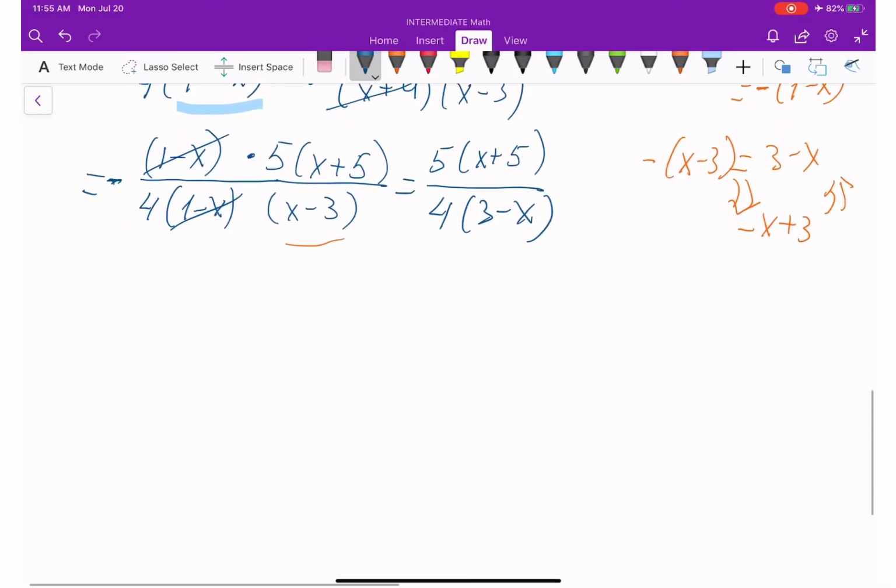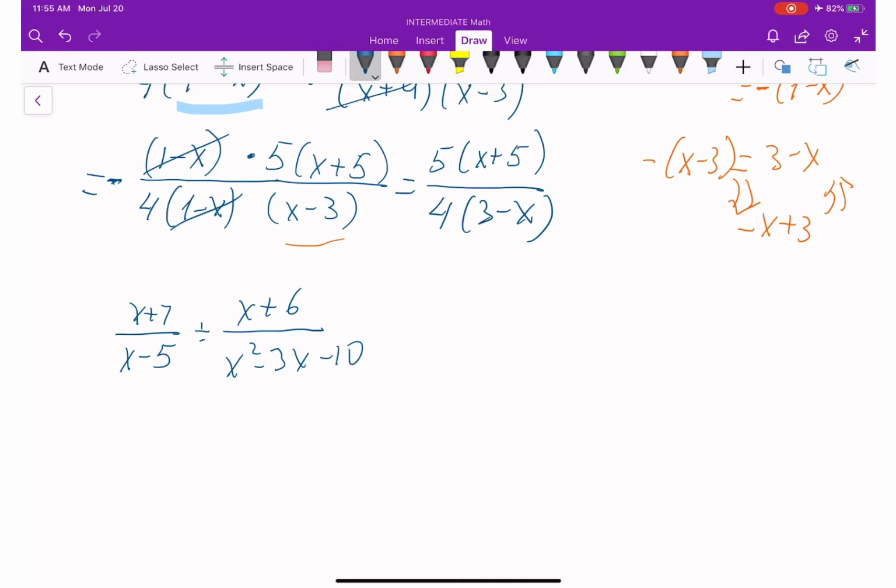x plus 7 over x minus 5, divided by x plus 6 over x squared minus 3x minus 10. Okay, x plus 7, x minus 5, and multiply, right? So x squared plus 3x minus 10 will come to the numerator, and we can factor it. It's going to be x minus 5, x plus 2, and x plus 6 is coming to the bottom.